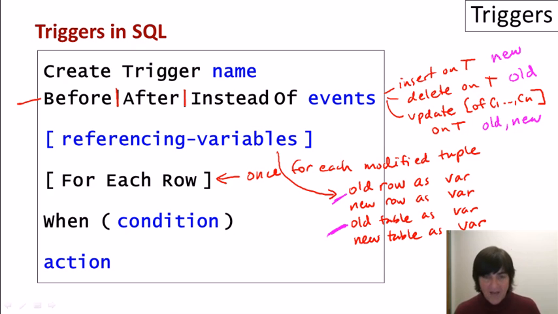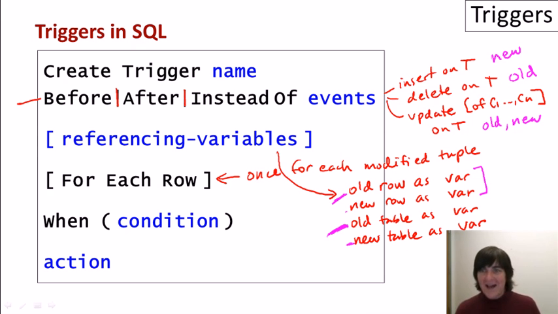If our trigger is not for each row, if it's a statement level trigger, then we cannot refer to the row level variables, but we only have the table level variables. So to reiterate, if we had, say, an insert that was row level, then we could have both new row and new table. If we have a statement level insert, we can only have new table. If we have a row level delete, then we can have both old row and old table. But if it's a statement level delete, then we can only have old table.